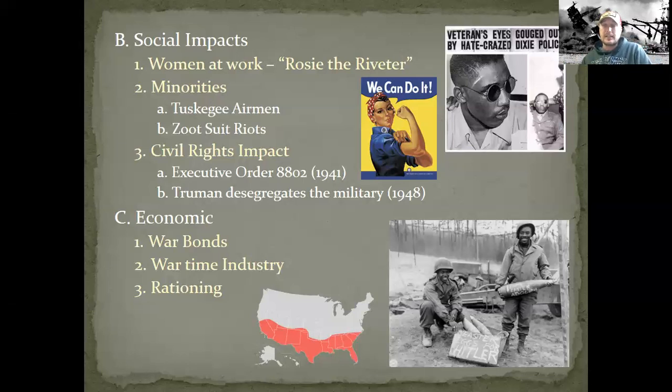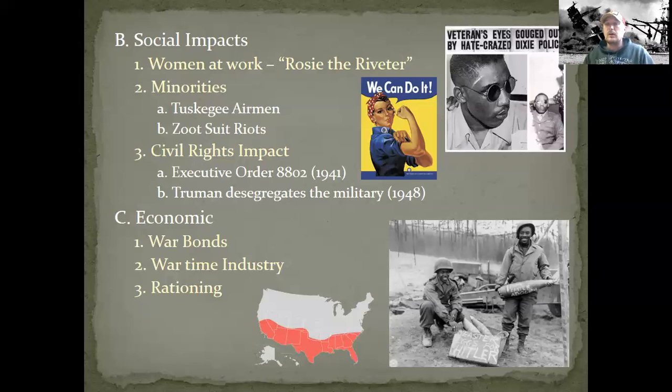What we are seeing is that the government is asking industries to switch over from making civilian products to war products. So we saw this in World War I. I mentioned it in our notes, but we are changing from a consumer-based economy to a war-based economy. Automobile factories like Ford, GM, they're starting to make planes and tanks. They're starting to make Jeeps. They're starting to do things that will help the war effort.